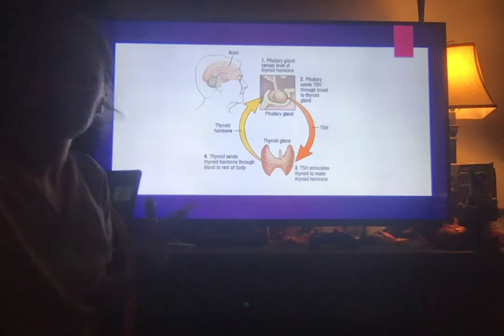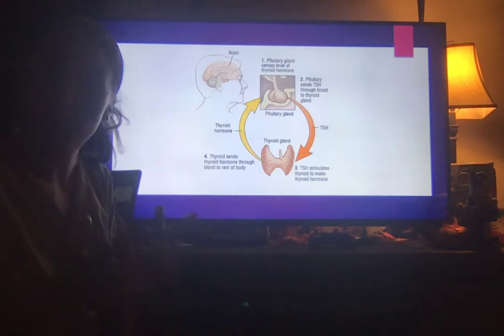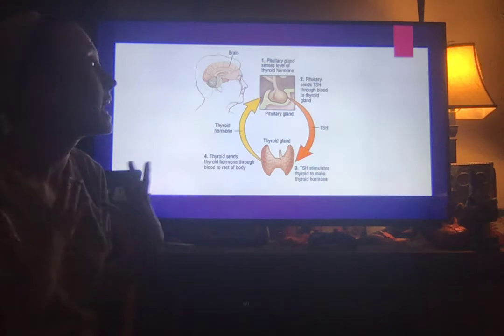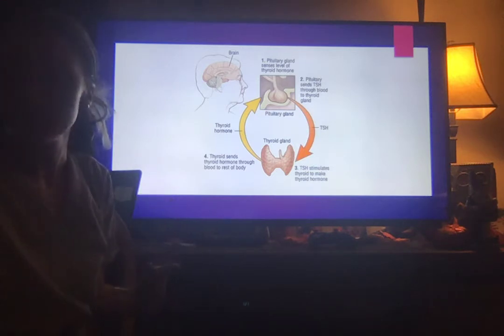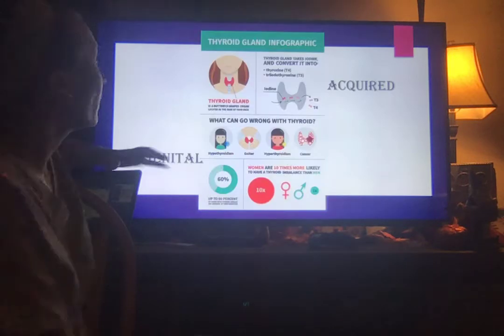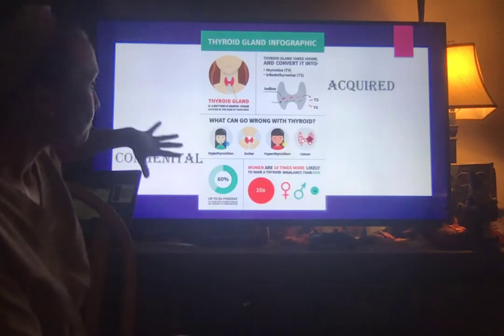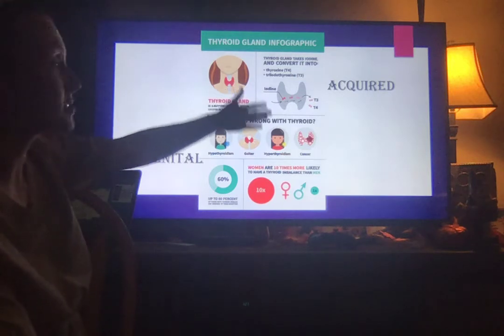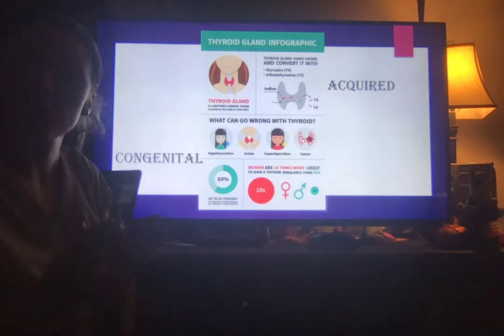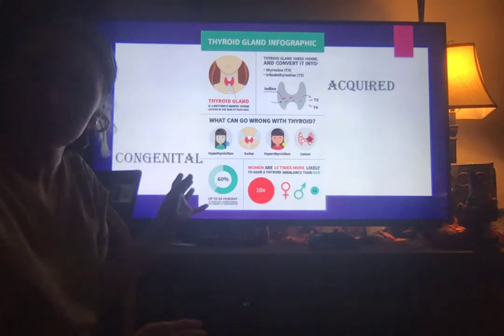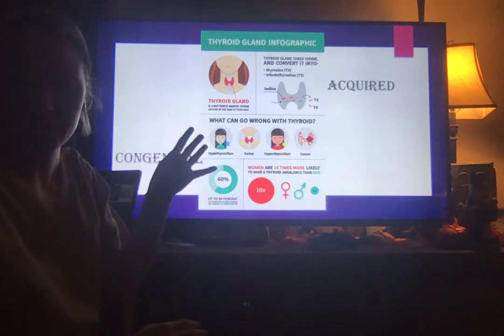However, when your system's a little bit out of whack, because we know it all happens, then that's when you start to have abnormalities, disorders, diseases, that type of thing with your thyroid. So we'll go over exactly what they are. So you could have hypothyroidism, goiter, hyperthyroidism, sometimes even cancer. And there are two major types of thyroid disease. You will have a congenital disease or an acquired.